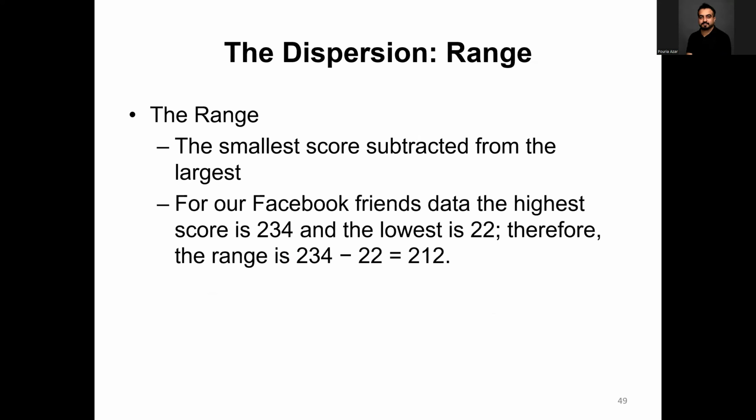The range shows dispersion. Central tendency shows the center of the data set, but there are other values that show how much our data set is spread out or dispersed. The range is one of them: the smallest score subtracted from the largest score. In our Facebook example, the range is 212, just by subtracting the smallest value from the largest value.